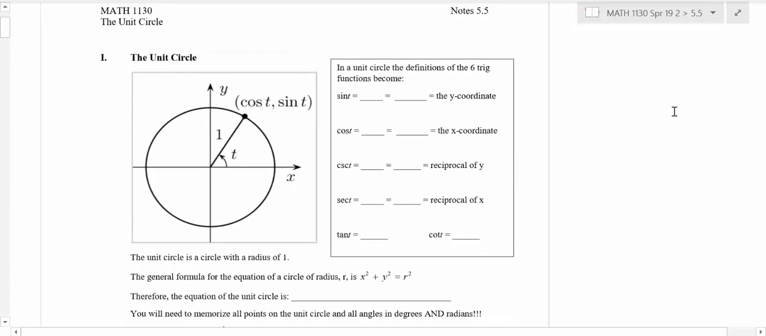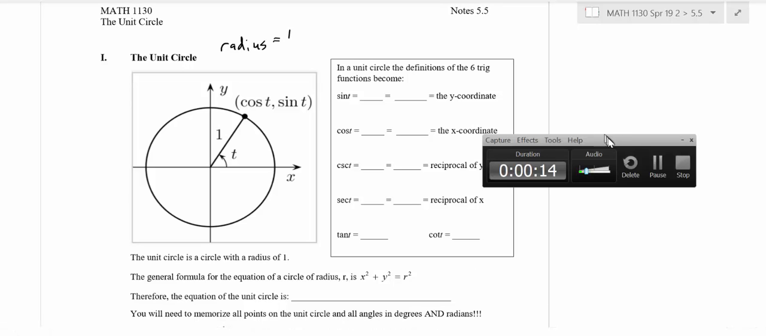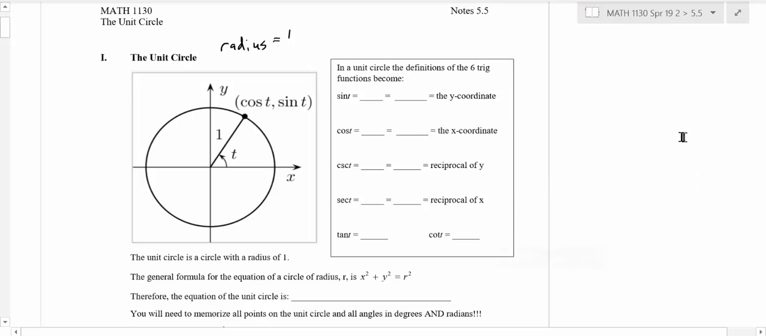Basically, a unit circle just means the radius is equal to 1. The definitions and everything are the same, they're just kind of simplified. A unit circle typically looks like this. You've got a radius of 1, and you have an angle, which you can call theta. A lot of times the textbook will use a different parameter, like a t, but it's still the same thing.